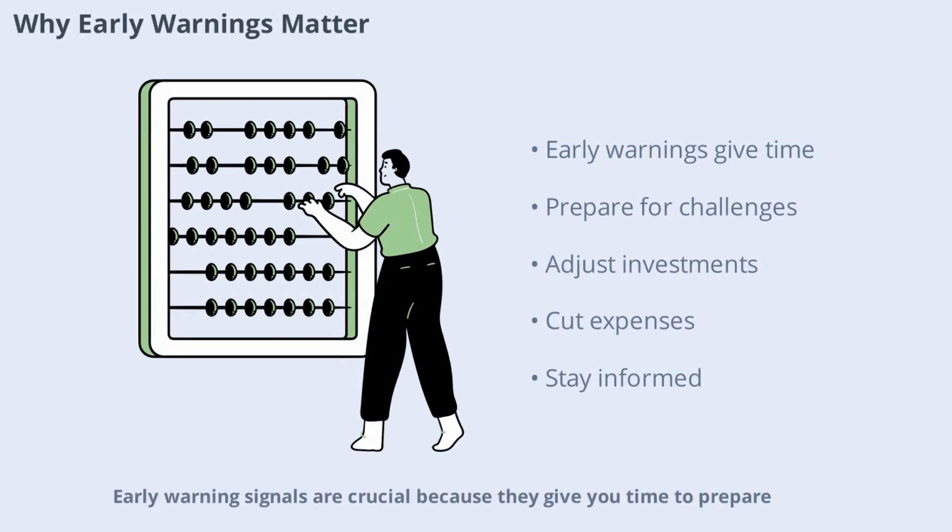Early warning signals are crucial because they give you time to prepare. Whether you're an investor, a business owner, or just concerned about your job, knowing what's coming can help you make better decisions. By watching these indicators, you can adjust your investments, cut unnecessary expenses, and plan for potential challenges. Staying informed is the best way to protect yourself from economic shocks.